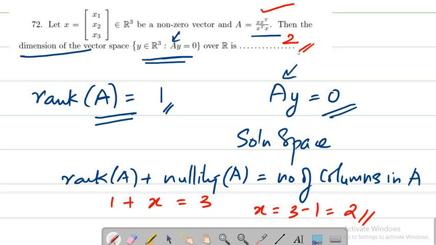So what we learned here, not new in fact, but for those who are looking at this for the first time, is that this is nothing but the null space of the matrix A. The set of all y for which, when you multiply with A, it becomes the 0 vector. That particular space is known as the null space of the matrix A. Okay, so let's move on to the next question now.